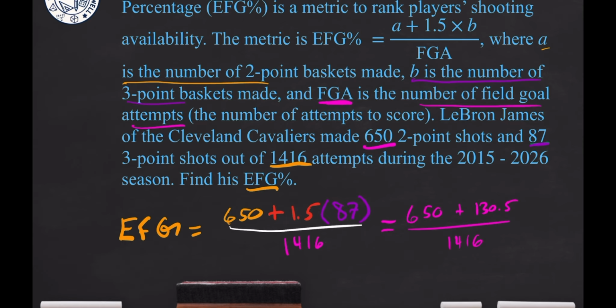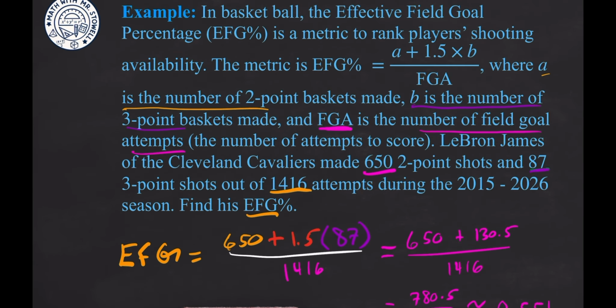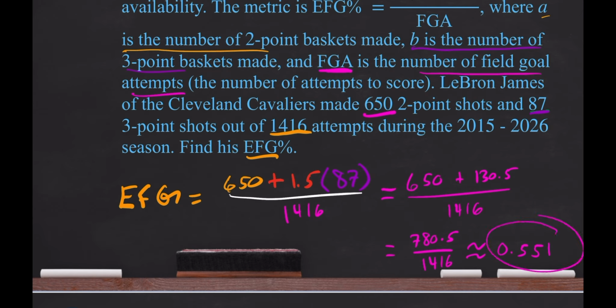So we go 650 plus 130.5, which is going to give us 780.5 divided by 1,416. And this is going to give us approximately 0.551 as our EFG percent, the field goal percentage. And that would be the answer to this one.